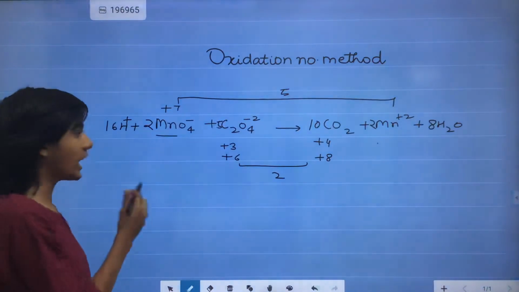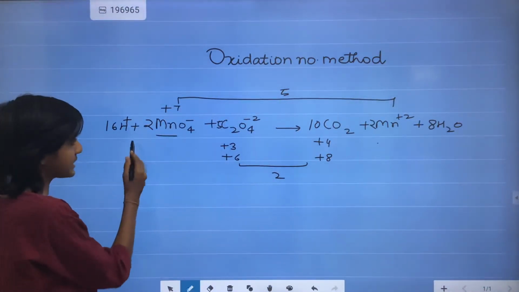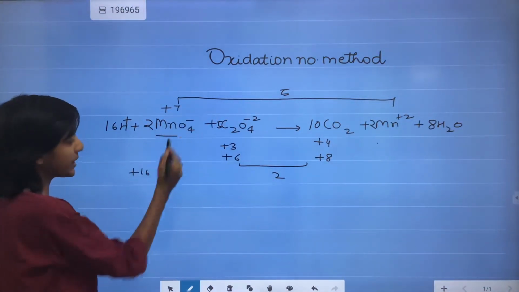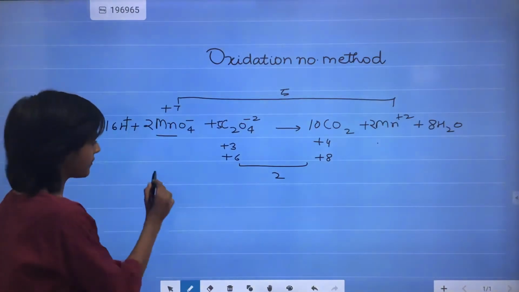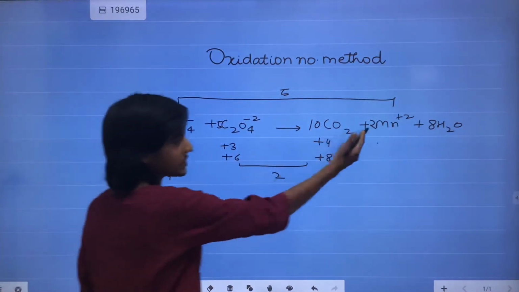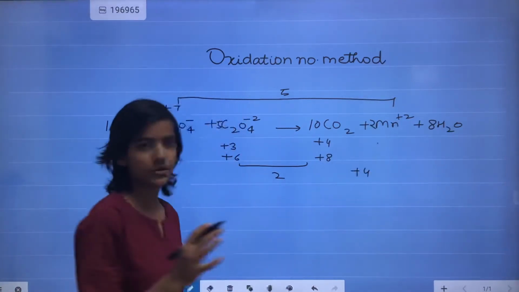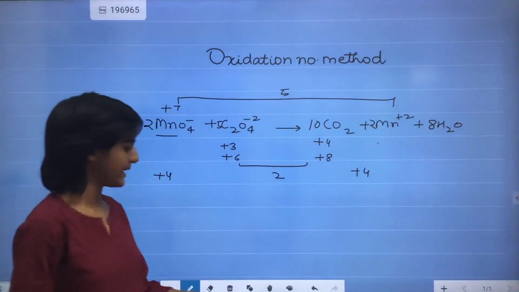Then if we talk about charge, here the charge is plus 16 and minus 2, and it is minus 10. So it is plus 4, and here the charge is plus 4. So the charge is also balanced, which means the reaction is balanced.